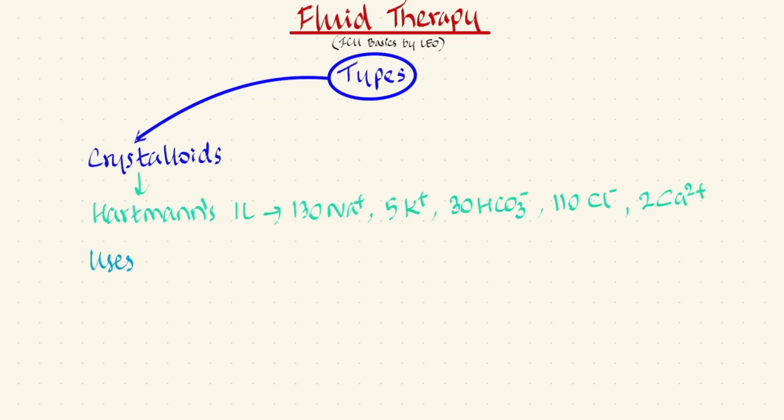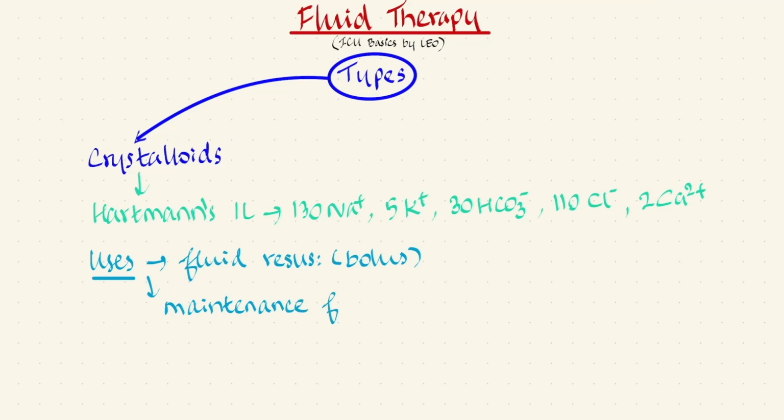It can be used for fluid resuscitation as an IV bolus in hypovolemic patients, or for IV maintenance fluid in patients, for example, who are nil by mouth or whose oral intake is poor. The risk of Hartmann's solution is fluid overload in patients with underlying heart failure and anuric renal failure.